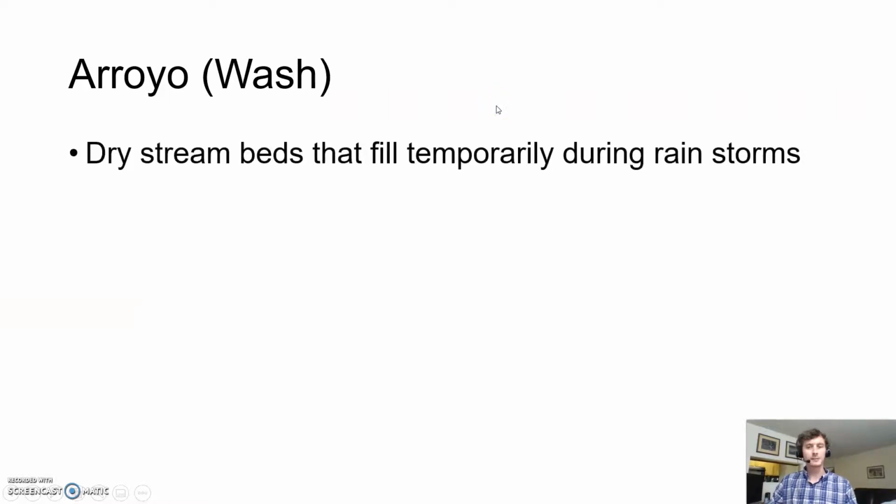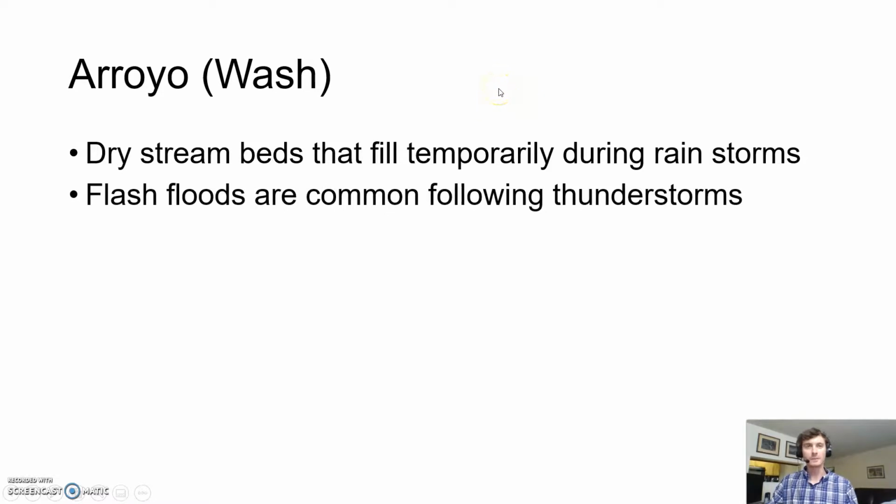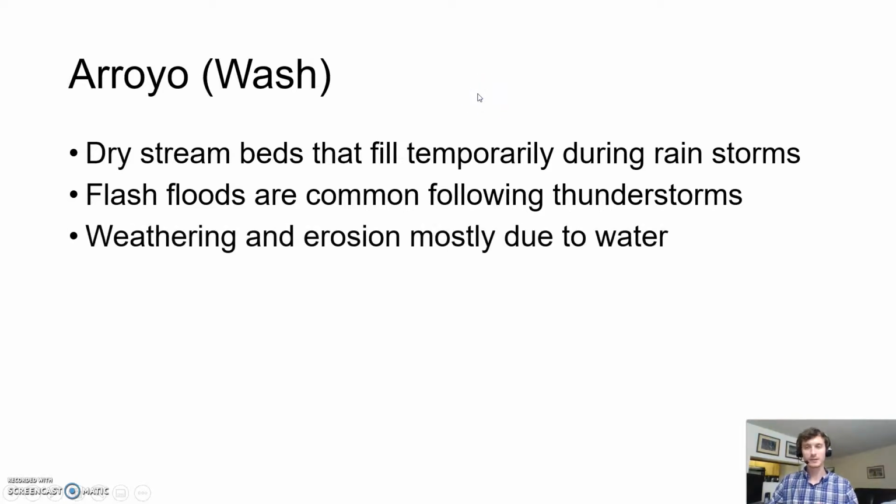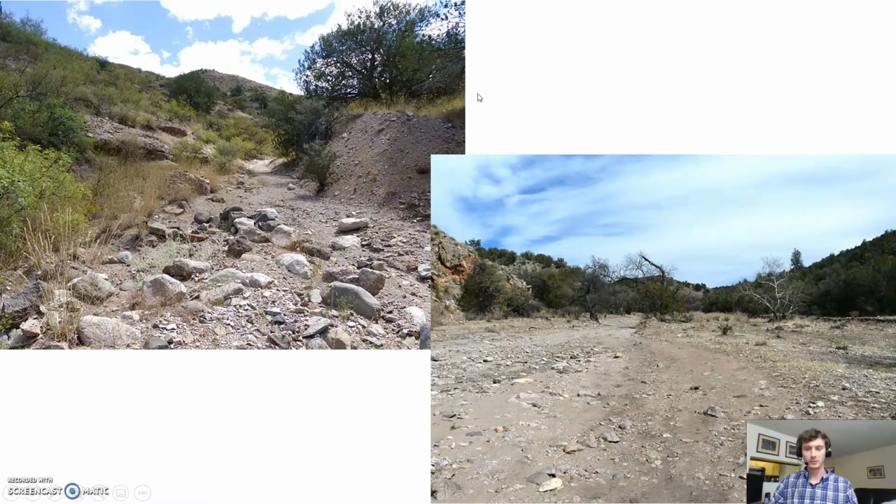We have arroyos, otherwise known as washes. Right? These are mostly dry stream beds that form because they fill up with water whenever it rains. Right? Thunderstorms in the desert, precipitation, tends to be sudden and intense. So you get these flash floods, and this is what principally forms the arroyos, the washes, mostly due to water for the weathering and erosion. You would have them smaller like this, wider like this one. But in any case, they're mostly dry. Occasionally when it rains, you get a huge amount of water moving through here to form these.